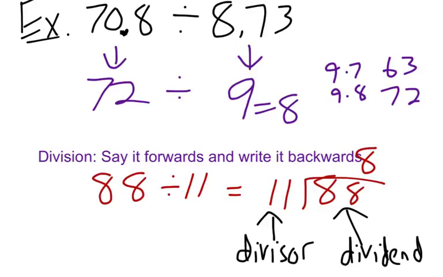I'm going to underline end to remind you. That's the number on the end. And then 8 is my answer to a division problem. What's that called? If you said quotient, you're right. Awesome. So we say it forwards, we write it backwards. So 88 divided by 11, the 88's written on the furthest on the right, and then we're writing it in reverse order.